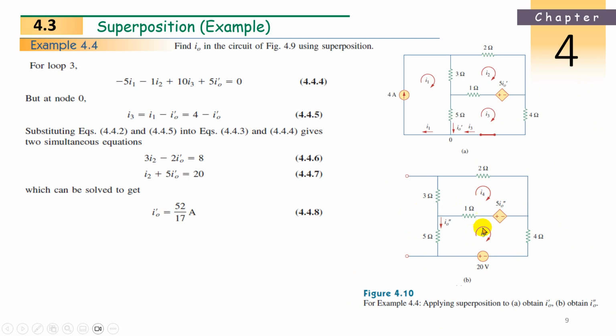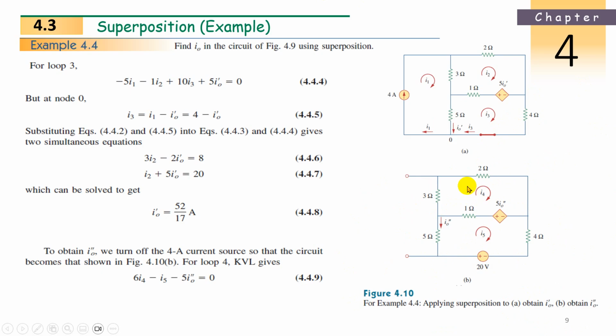Now write the two loop equations here. I4 and I5 we have to find. So what is I4? Same: 3 plus 1 is 4, plus 5 is 6. So 6 I4 minus I5. Current is leaving here from the plus, so minus 5 I0 double dash. 6 I4 minus I5 minus 5 I0 double dash from the first loop.